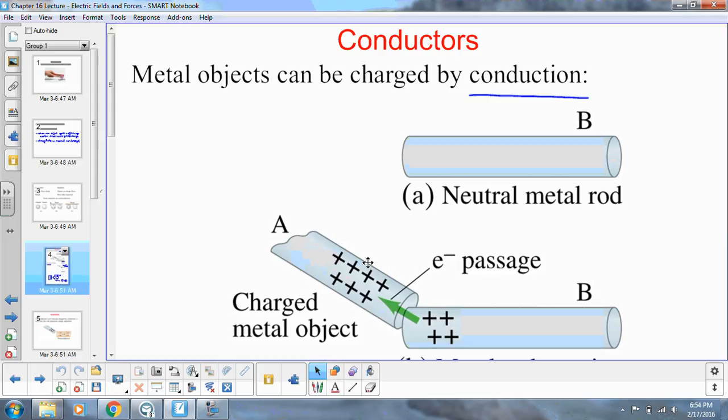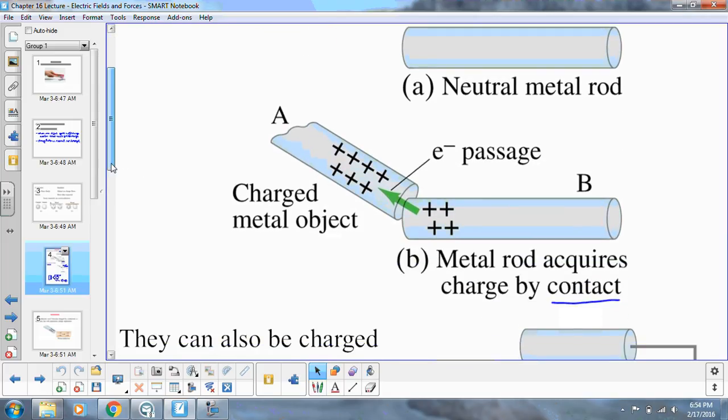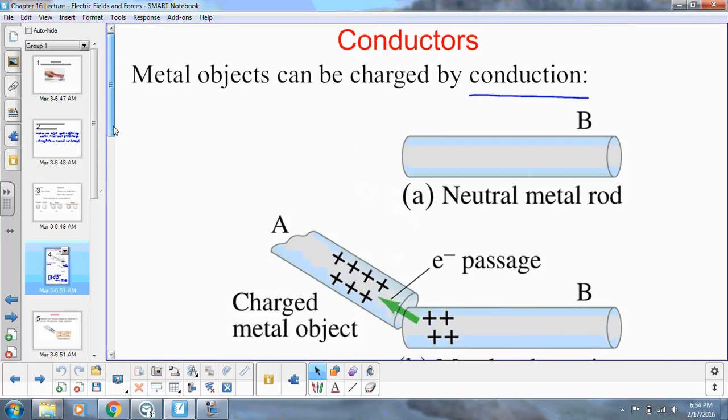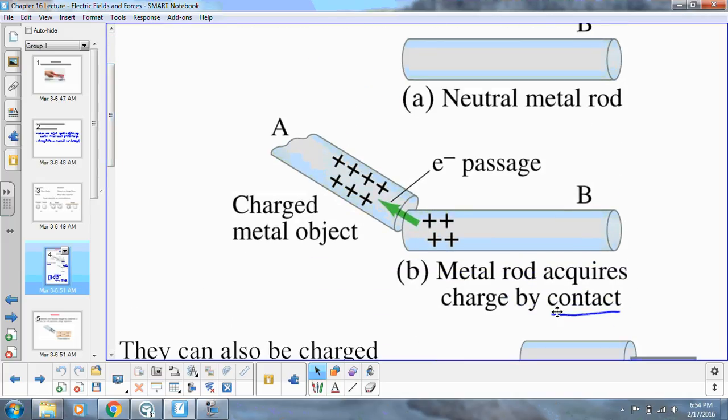We can talk about the motion of positive charge even though we know that the protons are not actually moving. Sorry. So the key thing for conduction is contact.